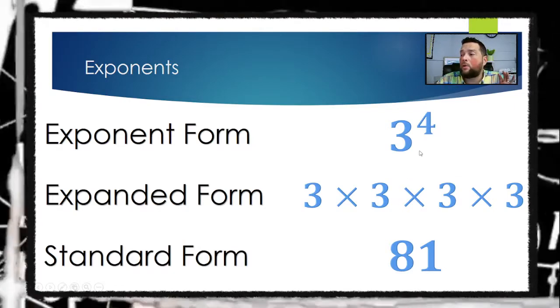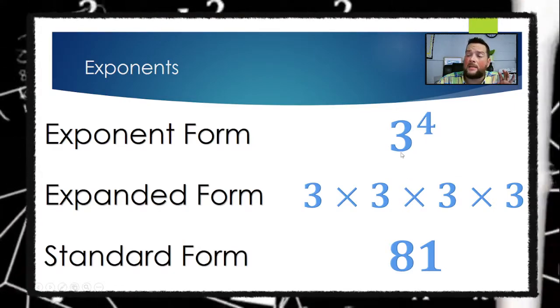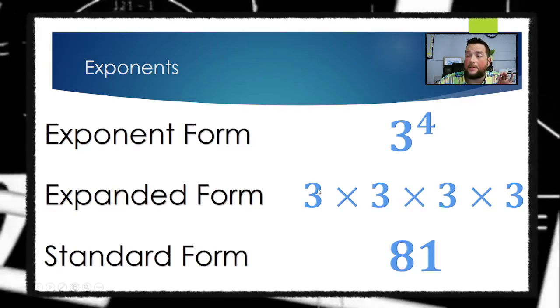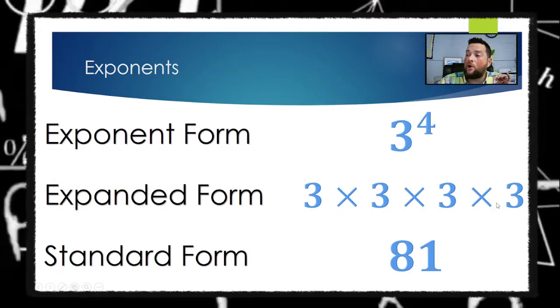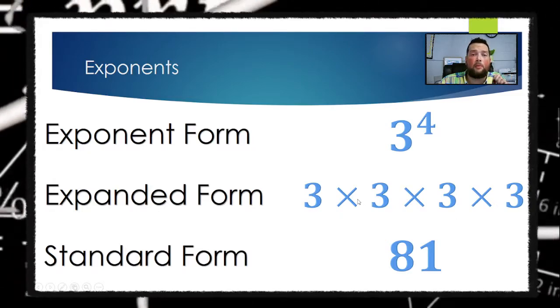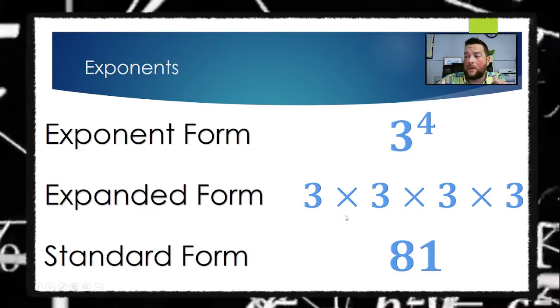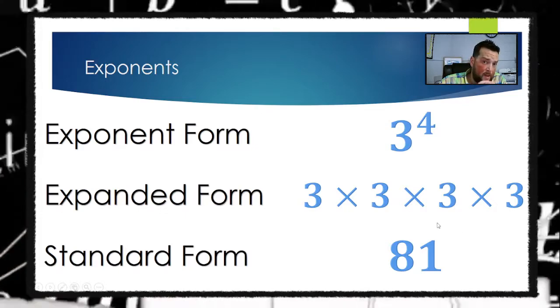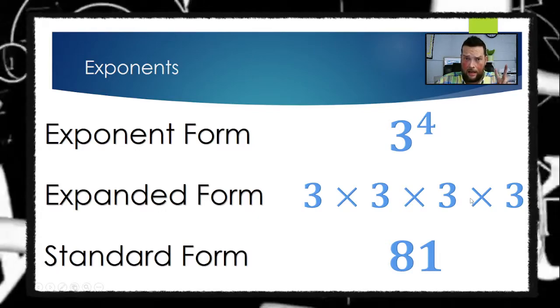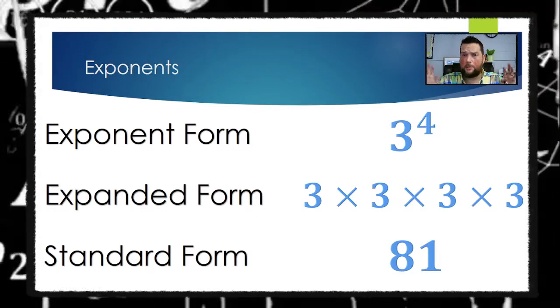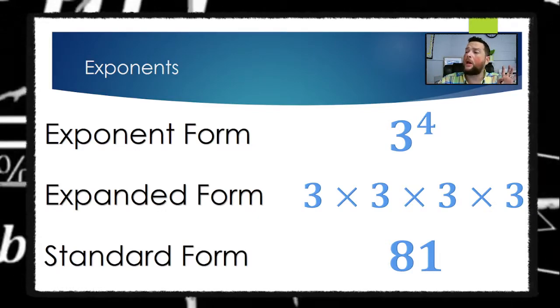We're going to take that 3 as our base, and we're going to write it 4 times. There's a 3 and another 3 and another 3 and another 3. And then you're going to include the multiplication operation in between those numbers. So it's really 3 times 3 times 3 times 3. And then you can just multiply left to right, or you can multiply them in any order that you want to. If it's all multiplication, you can multiply them in any order.